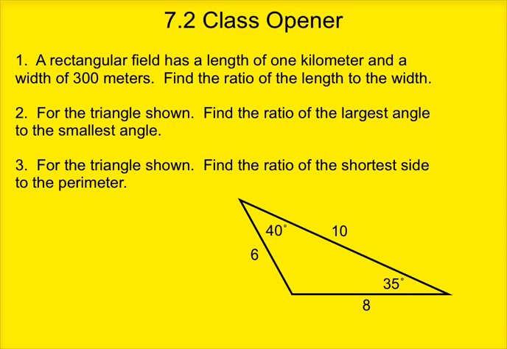A rectangular field has a length of 1 kilometer and a width of 300 meters. Find the ratio of the length to the width. Number 2, for the triangle shown, find the ratio of the largest angle to the smallest angle. And number 3, for the triangle shown, find the ratio of the shortest side to the perimeter.